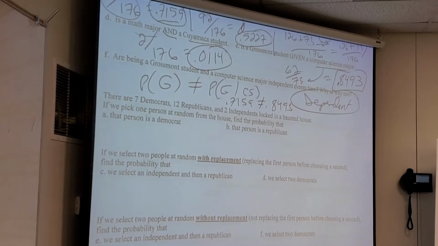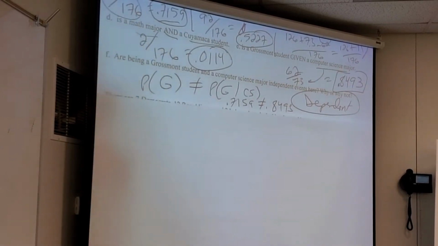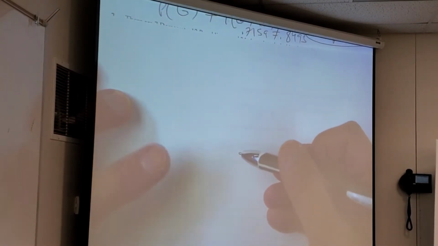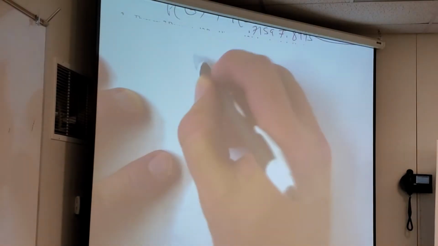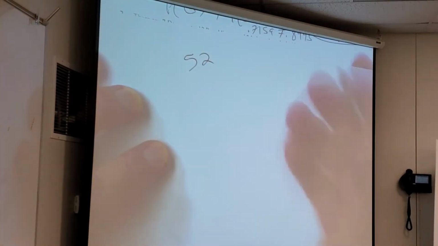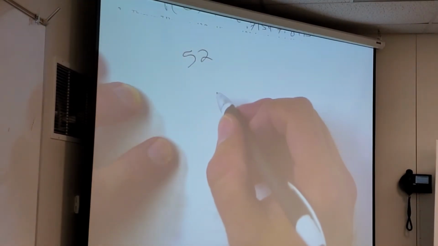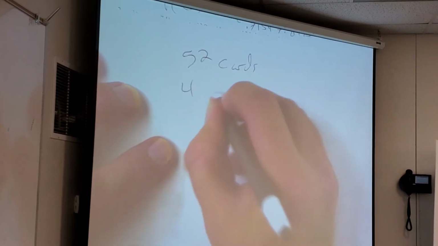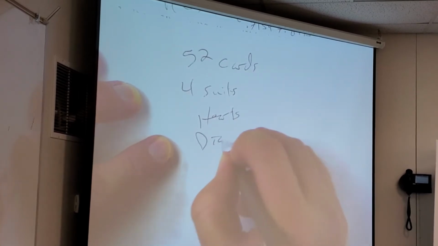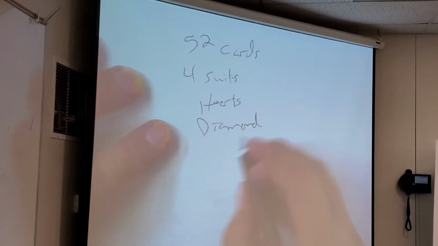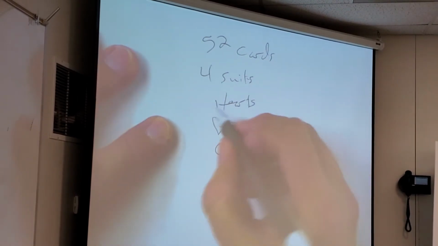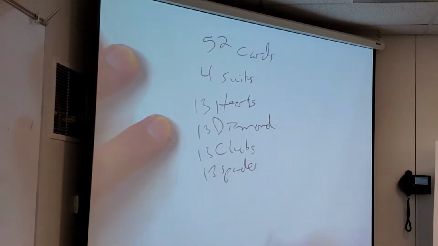So we got that. How well do you guys know cards? Do you know how many cards there are in a deck of normal cards? 52. No jokers, but that still leaves 52 cards. How many suits? Do you know what they are? Hearts, diamonds, clubs, spades. If you divide 52 by 4, you get 13 of each.